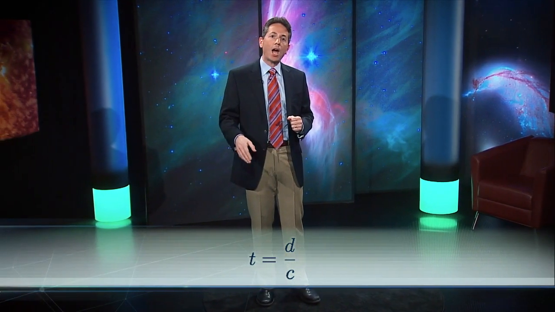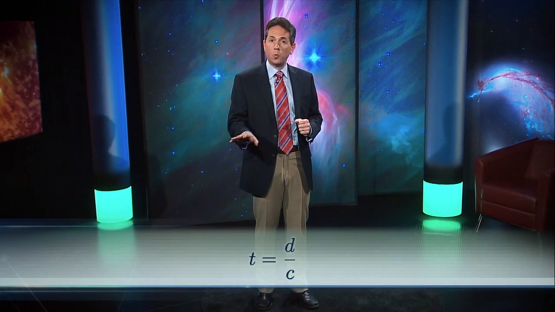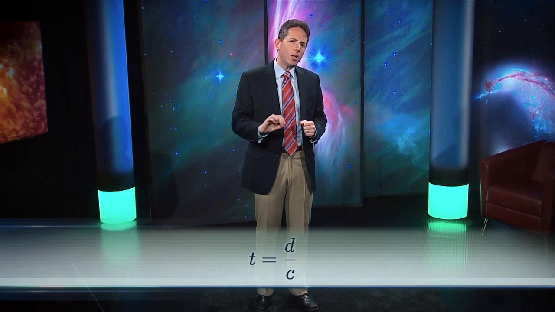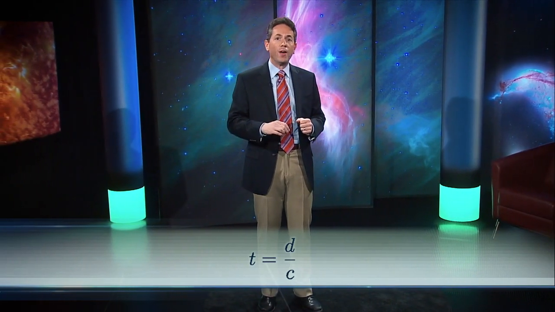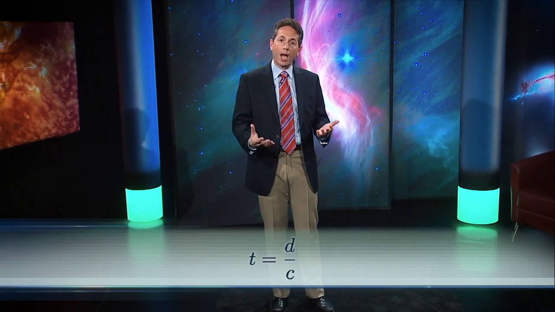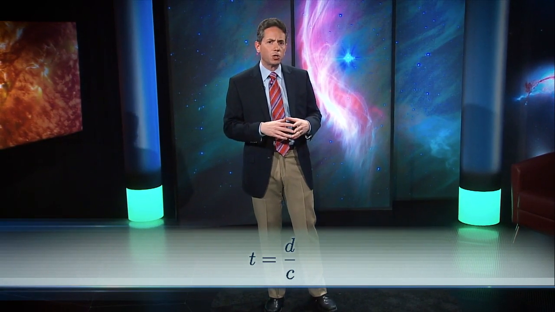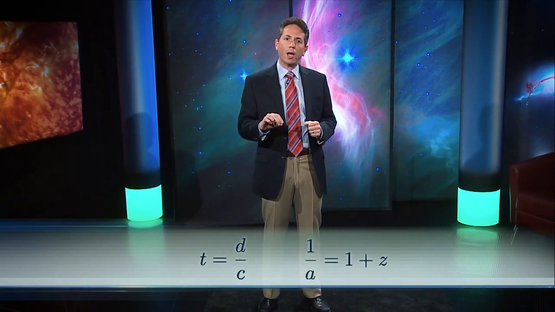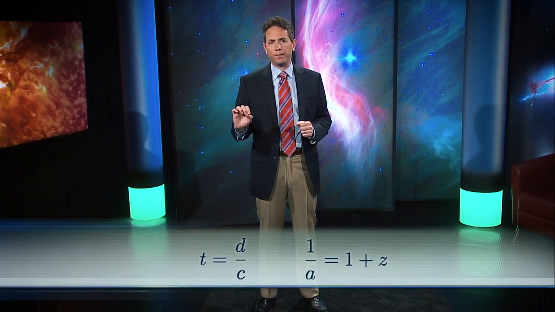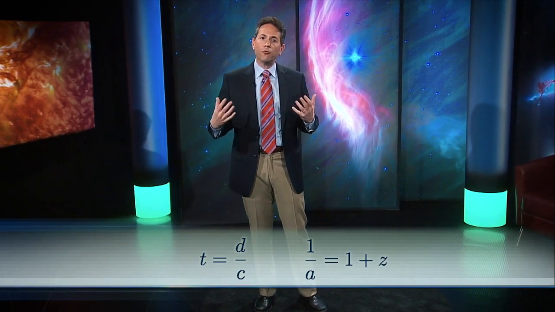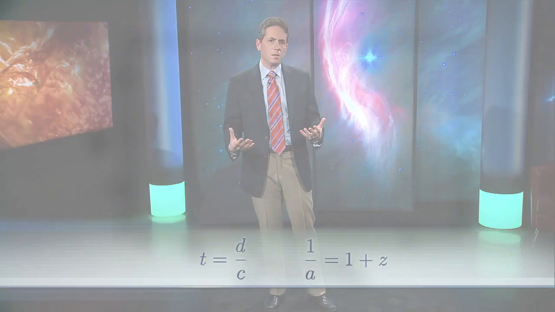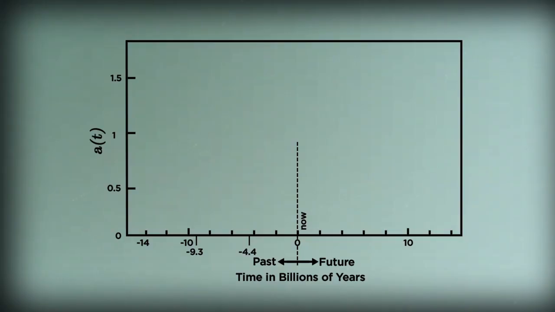The distance, divided by c, tells us how much time has elapsed since the supernova went off. And the redshift, z, tells us the value of the cosmological scale factor at that time. We derived the relationship earlier. It's 1 over a equals 1 plus z. So we can convert the redshift distance data into a chart of a versus time. Our solution of the Friedmann equation said that a should be growing like t to the 2/3.